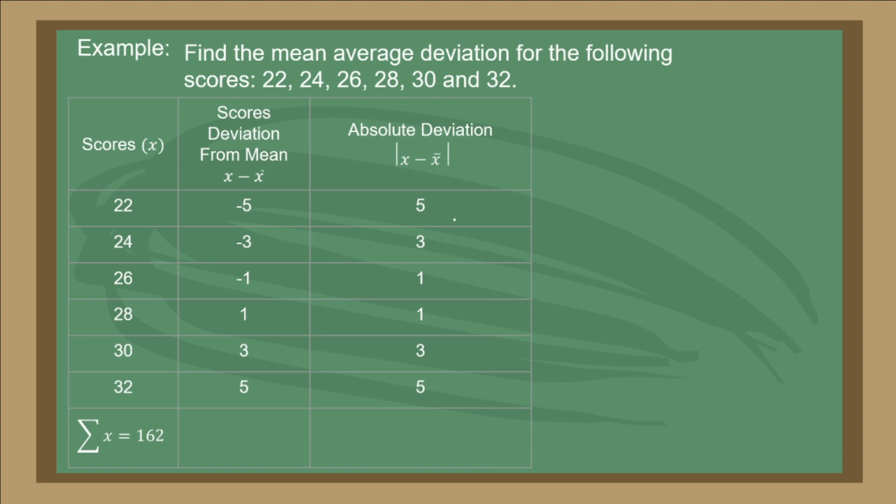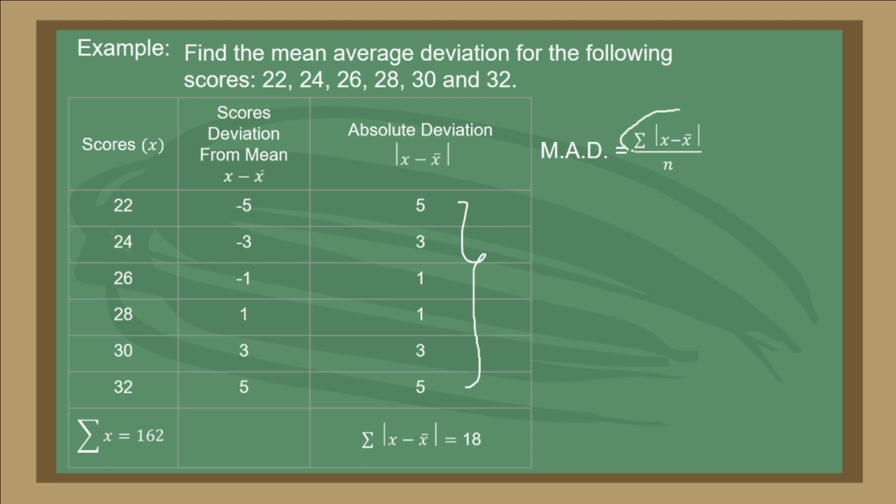Okay, now we are going to get the sum of the absolute deviation. So the sum is 18. So the formula that we're going to use is MAD is equal to the summation of the absolute value of x minus mean over n.